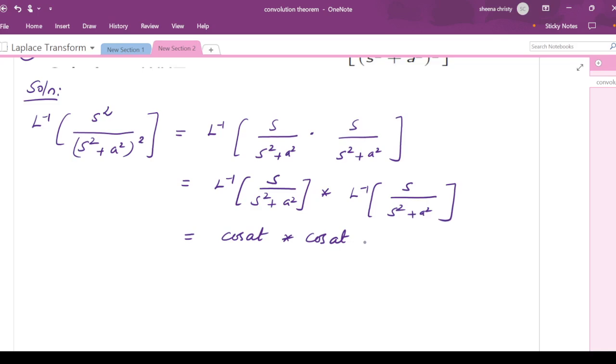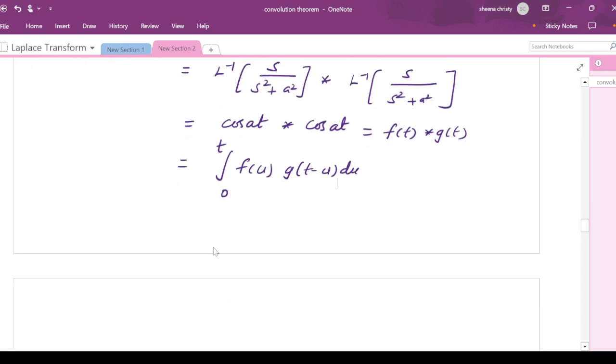Now which is going to be taken as f of t star g of t. So what is this integration? This is equal to integral 0 to t f of u into g of t minus u into du. Therefore, we are going to consider integral 0 to t cos au into cos of a into t minus u into du. That is, in the place of t, we are putting t minus u.